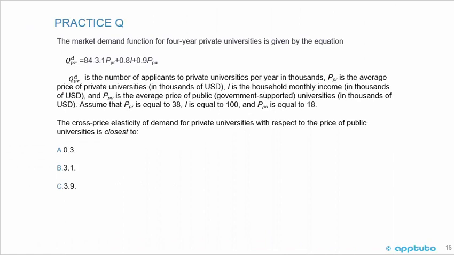Okay, one last practice question to finish this LOS. You can see it's giving us the same data again: the market demand function for four-year private universities is given by the equation. We've done two practice questions on that, so I don't need to read it again. What are they asking for this time? They're asking for the cross-price elasticity of demand for private universities with respect to the price of public universities. Is it closest to A, 0.3, B, 3.1, or C, 3.9?